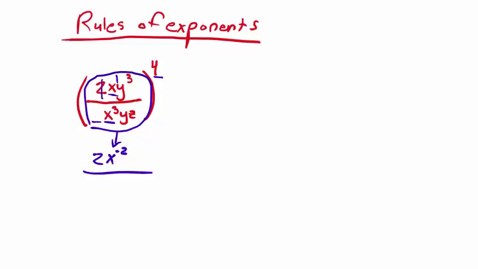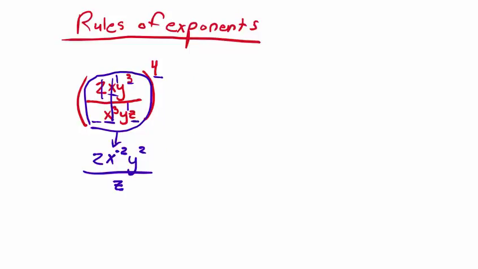So I dealt with the 2, I dealt with the x's. With the y's, notice I have a 3 exponent here and a 1 exponent here, so I subtract 3 minus 1, which is 2. And then I have a z on the bottom, so I'm just going to leave that z on the bottom. I can't really do anything with it because there's no z on top.